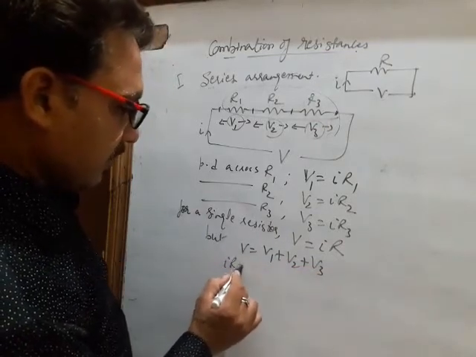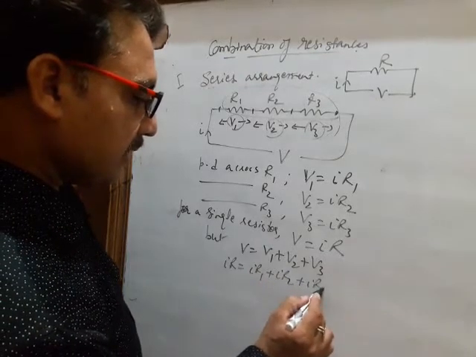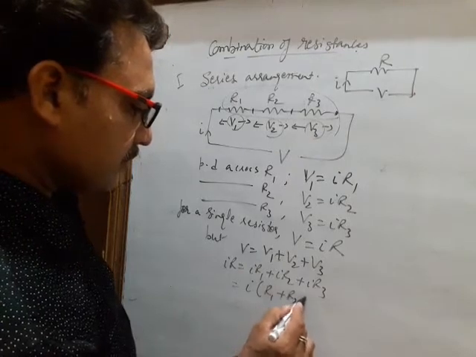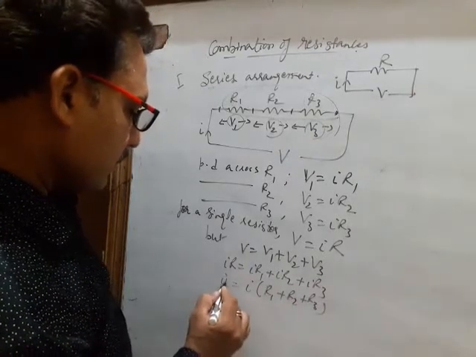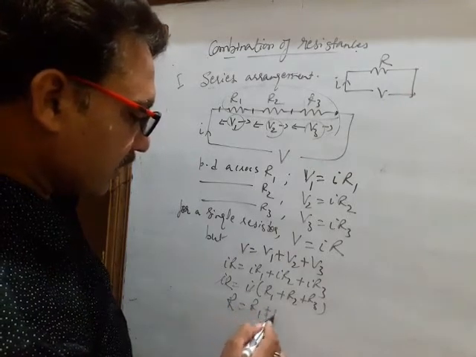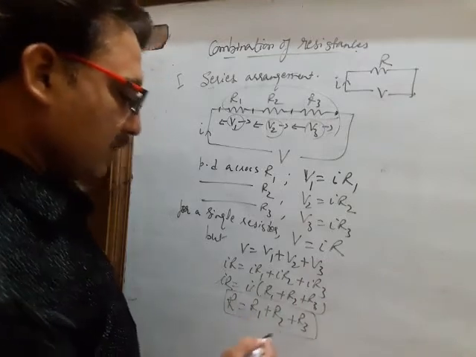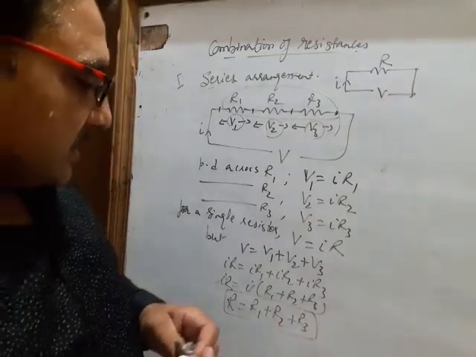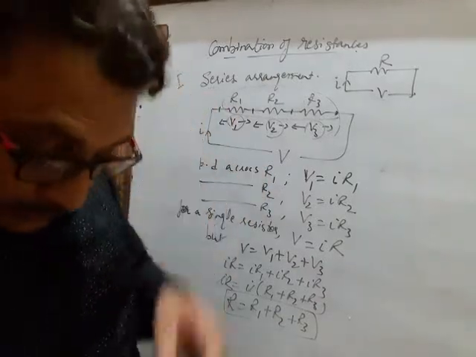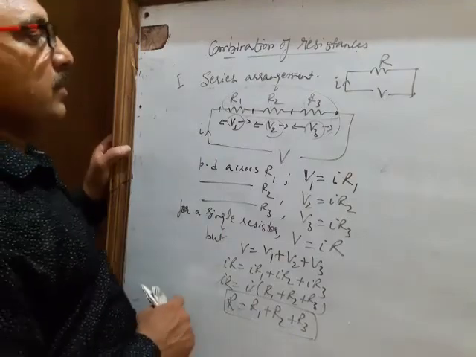So IR equal to IR1 plus IR2 plus IR3. You take I common, I cancels out. So R equal to R1 plus R2 plus R3. This is the formula for equivalent resistance in case of resistors connected in series. I hope all have followed. This is very easy, no?